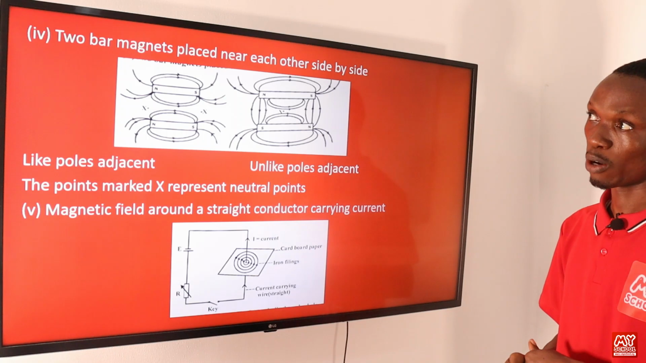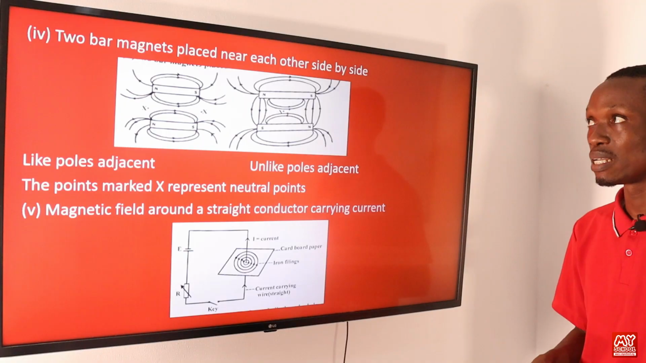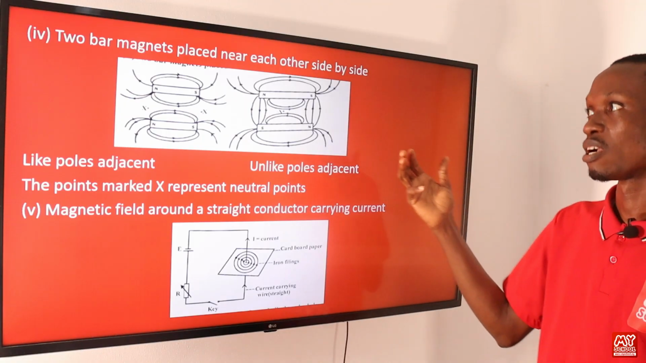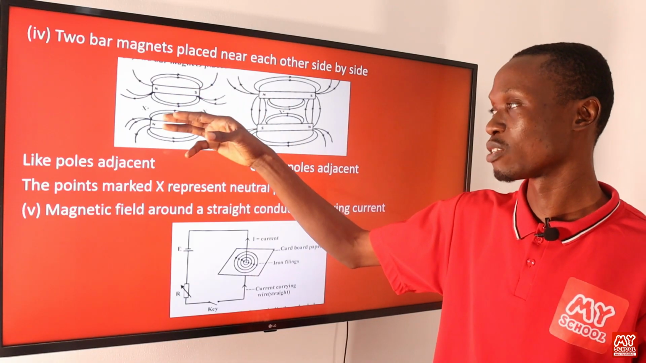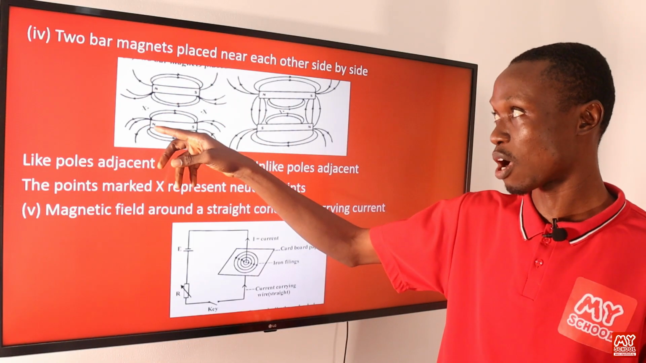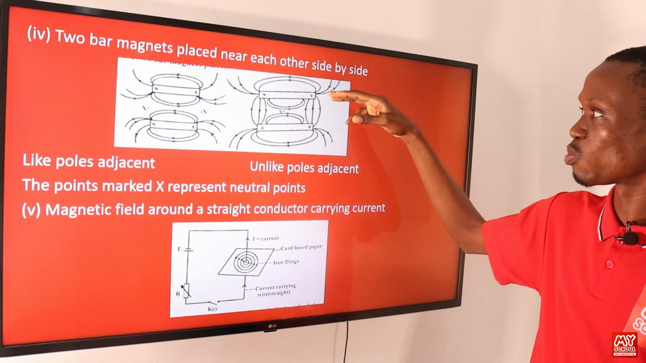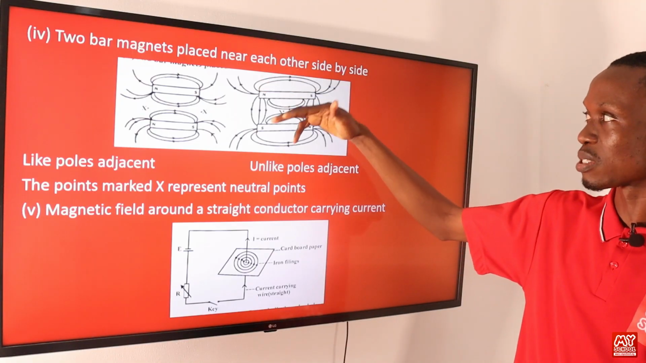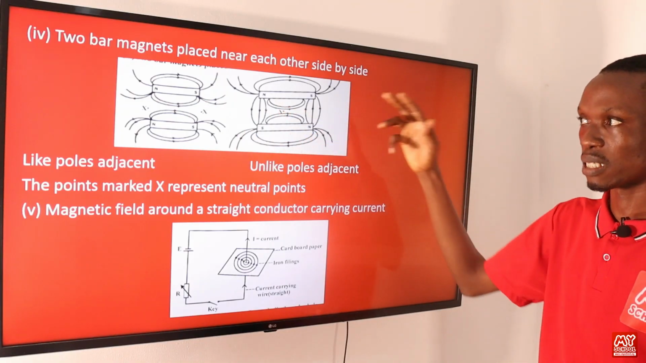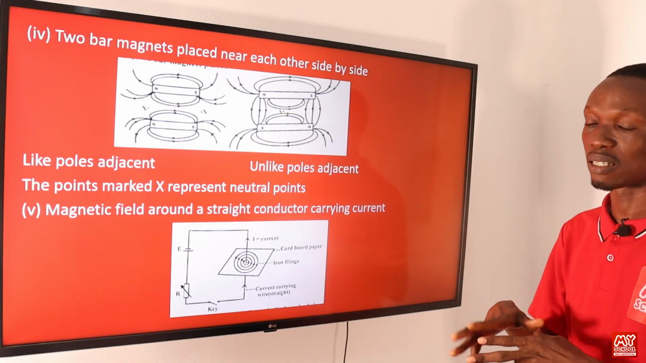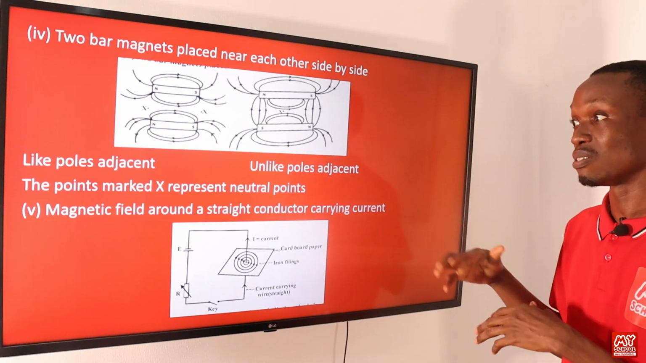On the next slide, we are going to be talking about the pattern of magnetic field around two bar magnets placed near each other side by side. These are the two bar magnets. This is when the first bar magnet has north, and the second one also has north, then on the other side you have south and south. Then this is a case where you have north opposite south, and south opposite north. You also see the point marked S. That point marked S is referred to as the neutral point, and like I said earlier, at that point the net magnetic field is 0.